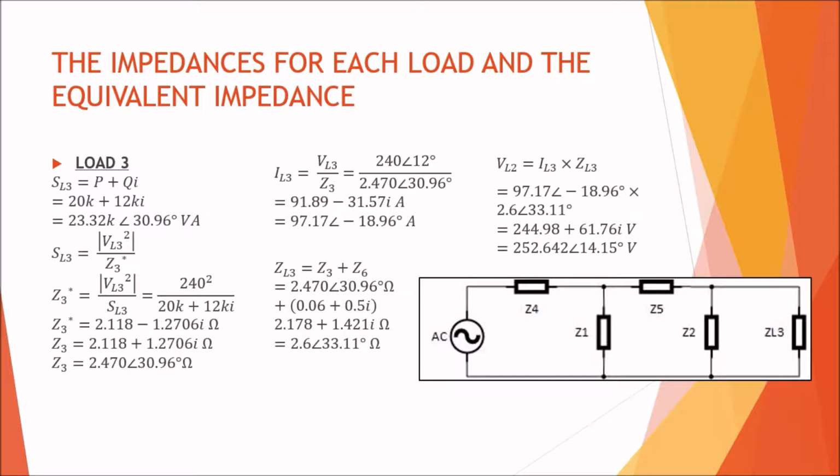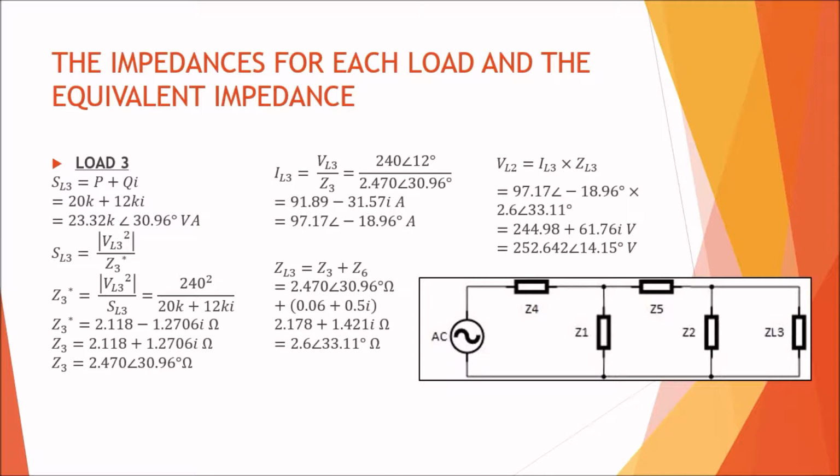To find the complex power, we add the real power with the reactive power, which gives 23.32 kVA at an angle of 30.96 degrees. Thus, we substitute the complex power into the equation and get Load 3, which is 2.47 angle 30.96 degree ohm.